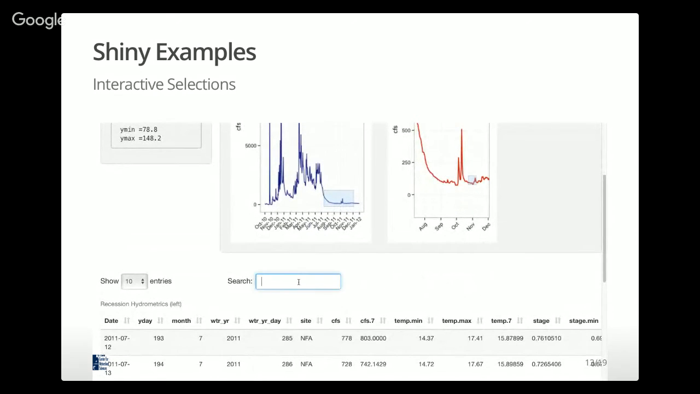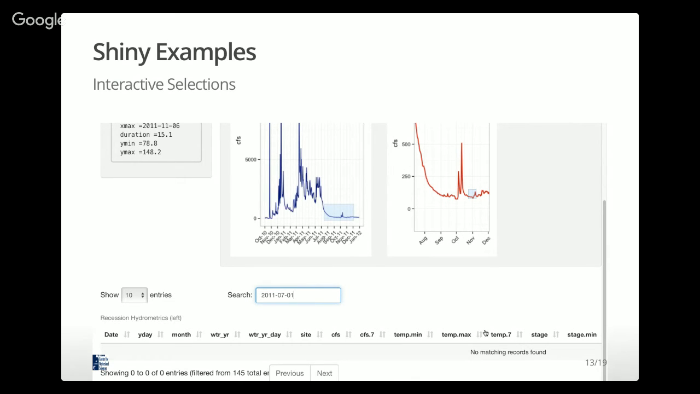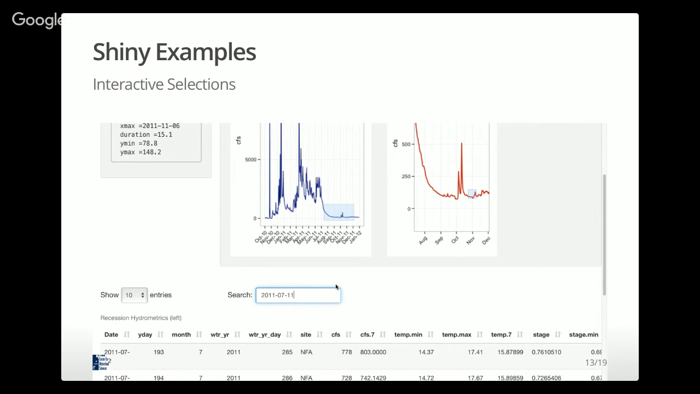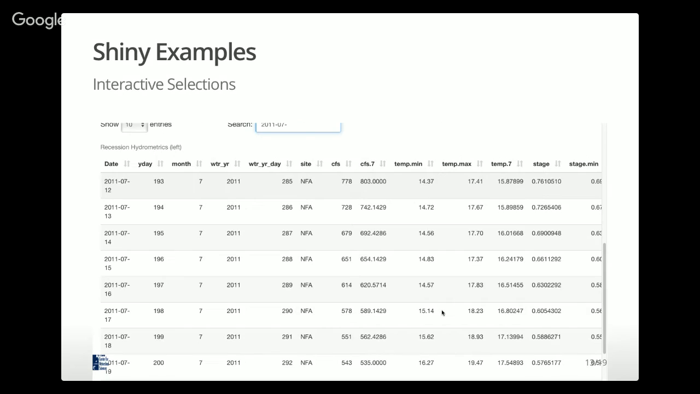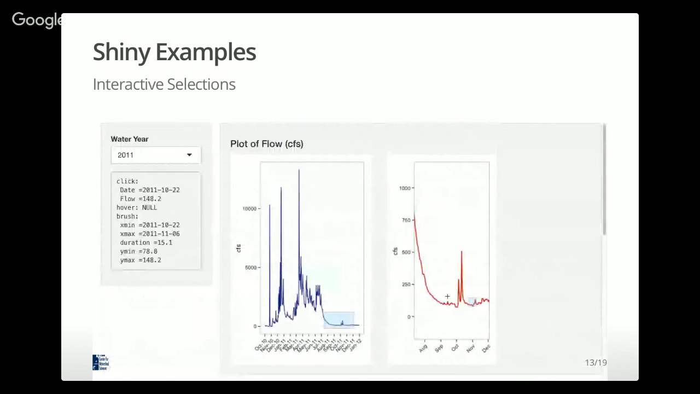Or if I wanted to search for a given date, I could just type it in here, and it should show up. It's going to highlight that data, although that didn't work. We'll just say July. All right, so there's all the data from July. This is, I think, daily. So anyway, this is one example.